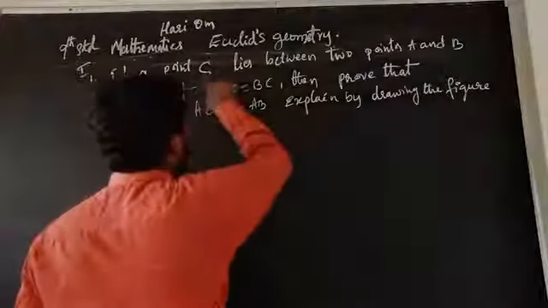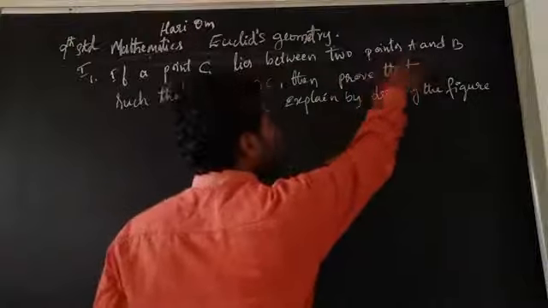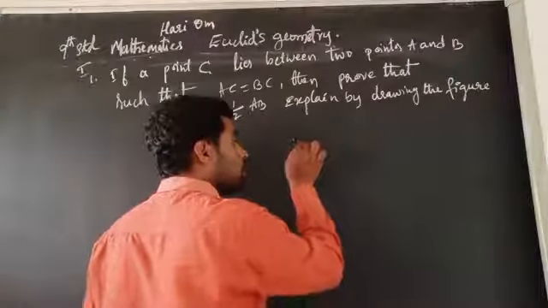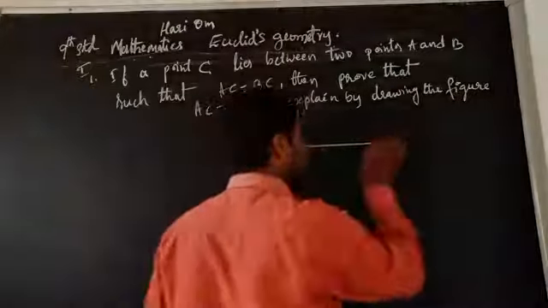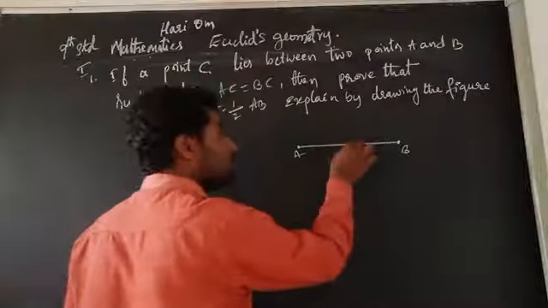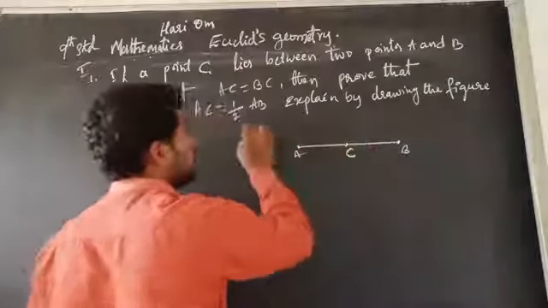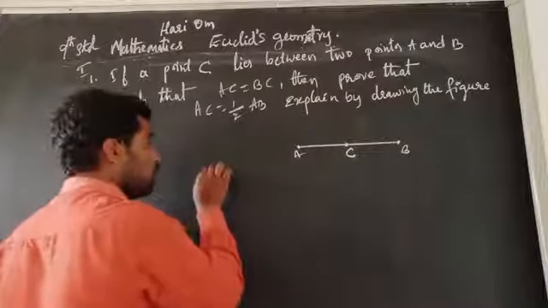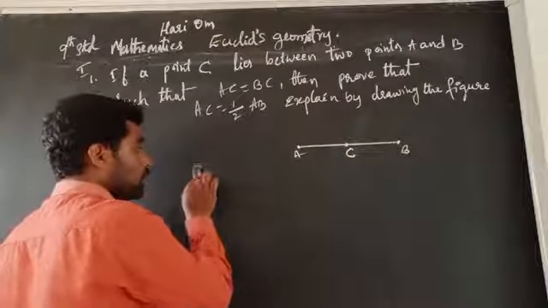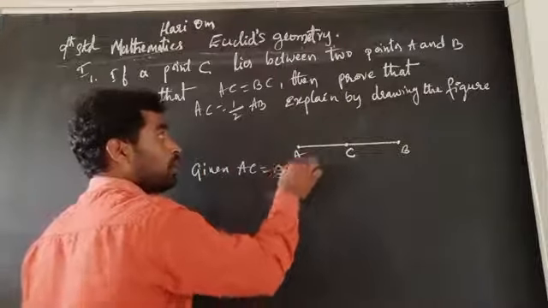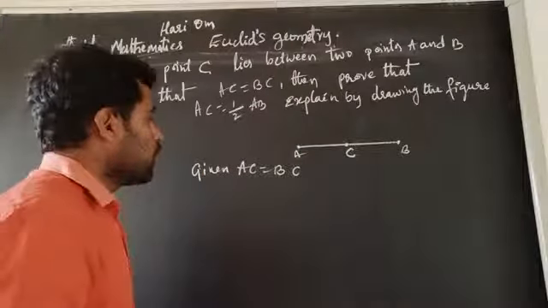Now, dear students, you have written the question. If a point C lies between the 2 points A and B, so here take a line segment AB, and the third is a point C, such that AC is equal to BC. So now the given is AC is equal to BC. Is it clear?